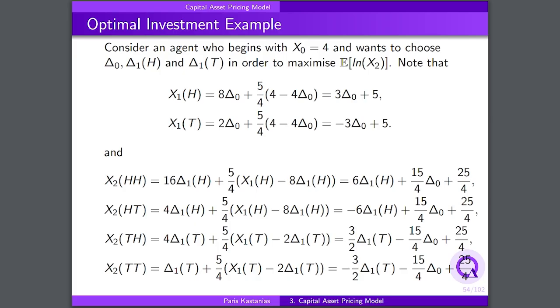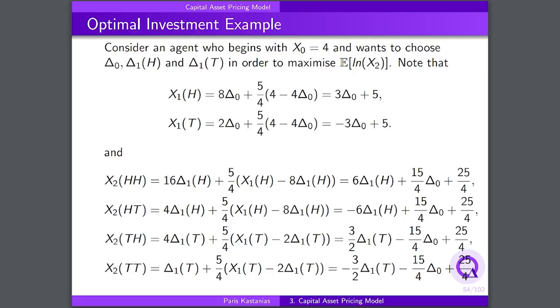Consider an agent who begins with initial wealth 4, so that's $4 in the bank account, and wants to choose the amount of stock to hold at time 0, the amount of stock to hold at time 1 when it goes up, and the amount of stock to hold at time 1 when it goes down, in order to maximize the expected value of the log of x2. Note that x1h is equal to this thing, x1t is equal to that thing, and the x2s are equal to all of those things. We just have to brute force them.